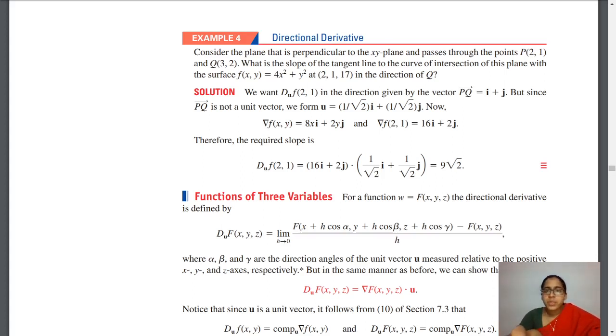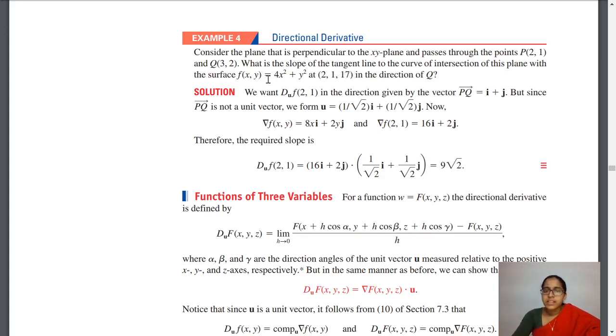Consider the plane that is perpendicular to the xy plane and which passes through the points P of 2, 1 and Q of 3, 2. We are asked to find the slope of the tangent line to the curve of intersection of this plane with the surface f of xy is equal to 4x square plus y square at 2, 1, 17 in the direction of Q. That is the only thing that we have to find extra.